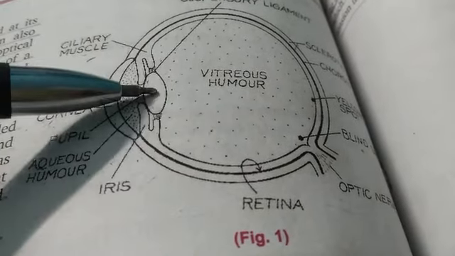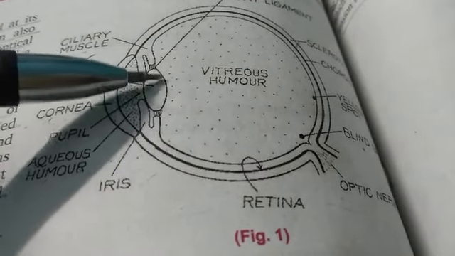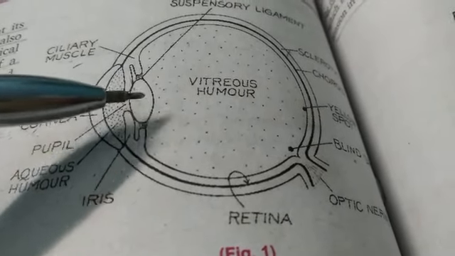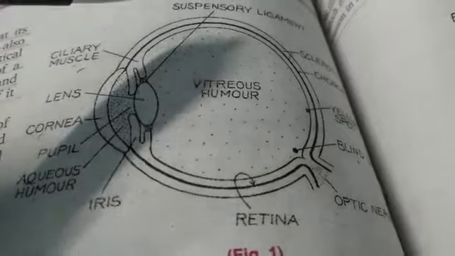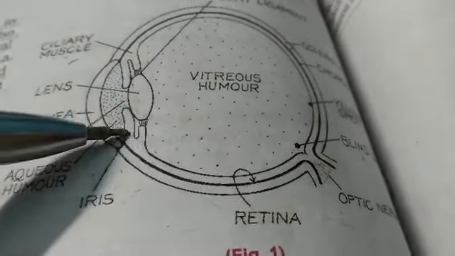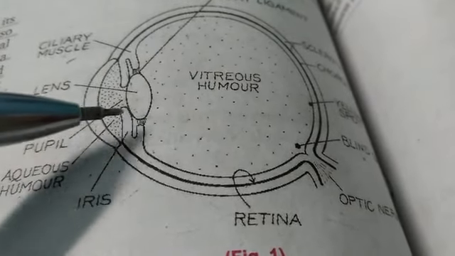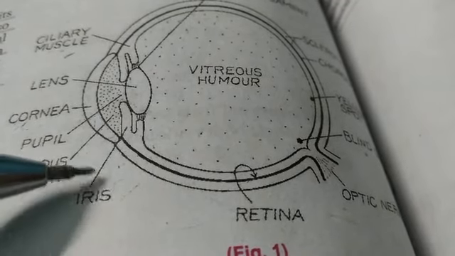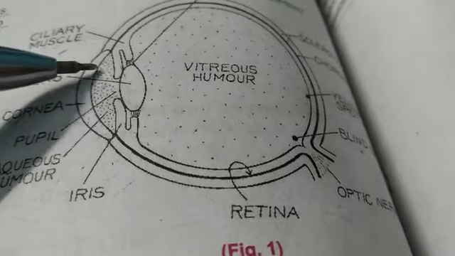We have a lens. You can see this is a kind of convex lens. That means it is converging in nature. This lens is fixed with the help of ciliary muscles and suspensory ligaments. Now here at the front of this lens we have a colorful diaphragm which is called iris, and iris has a hole which is called pupil.